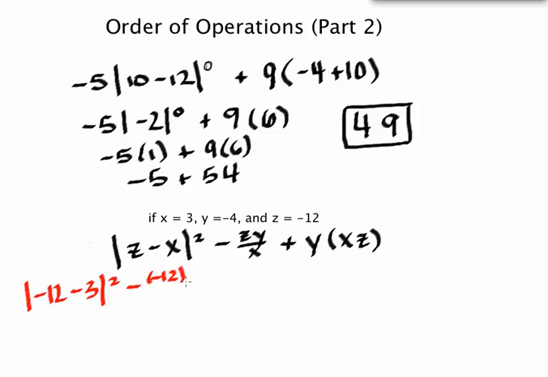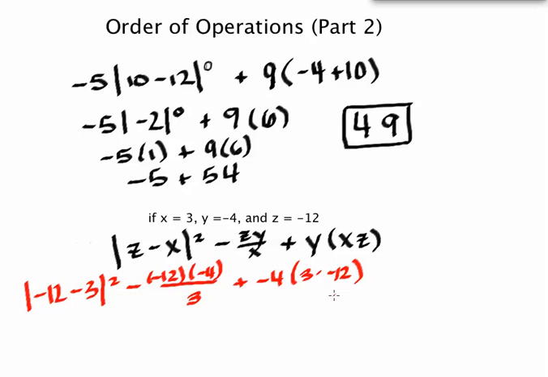I like to put these in parentheses. And Y is negative 4 divided by X, which is 3, plus Y, which is negative 4, times X, which is 3, times Z, which is negative 12.